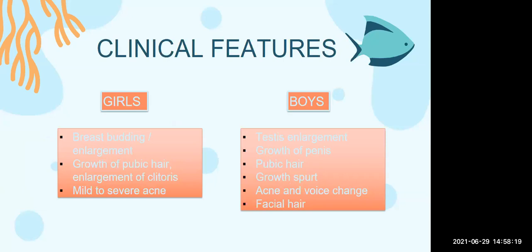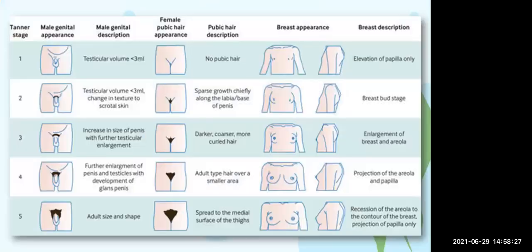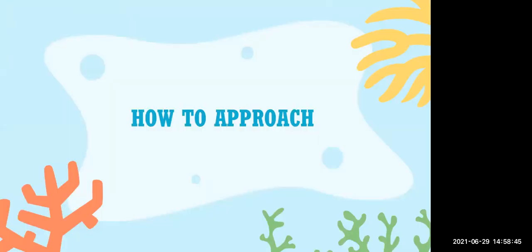Okay, so these are just the clinical features that I have mentioned earlier, divided into girls and boys. Okay, next. And this is a diagram of the Tanner stages. This has been explained by Shahira earlier. It's just the same. Okay, next.